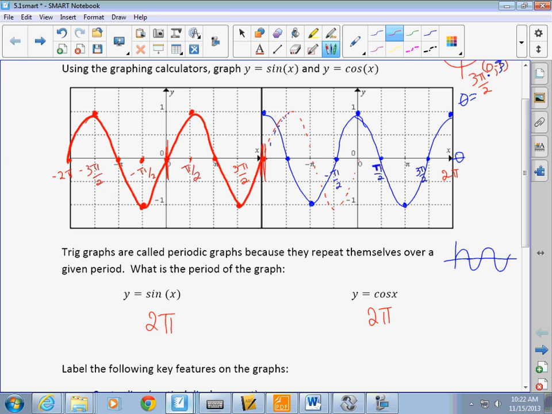Can you do this with tan, or do you have to make little old triangles? Tangent is a little bit different, and we'll do some tangent at the end of this one. It still repeats itself, it's just got a different period where it repeats itself.